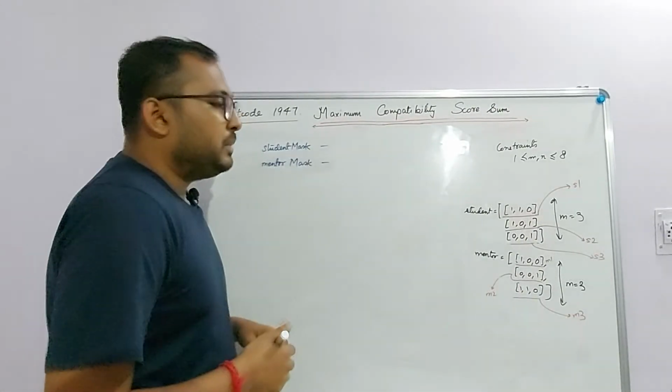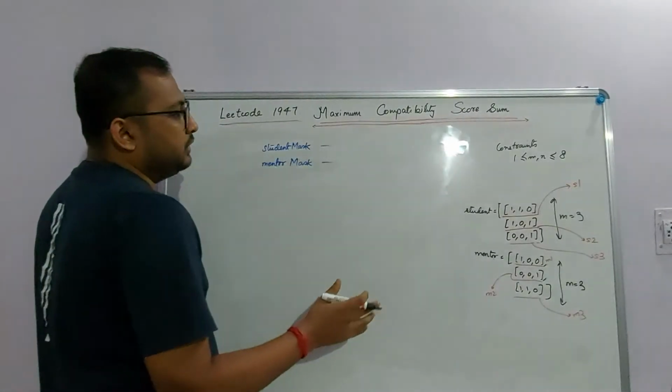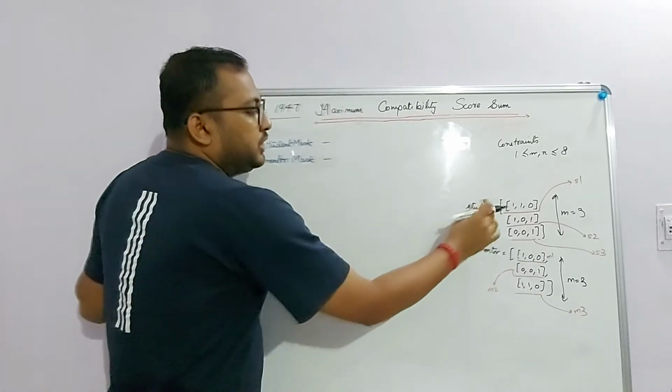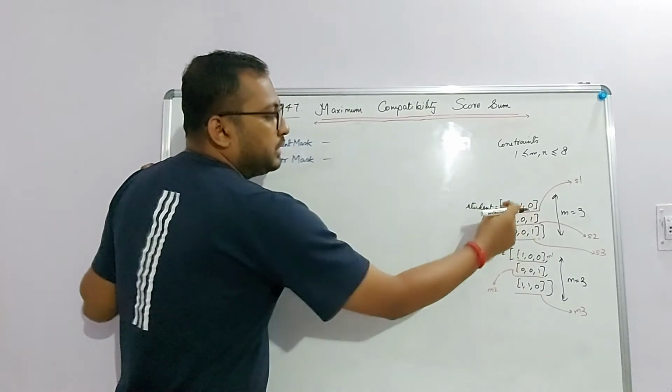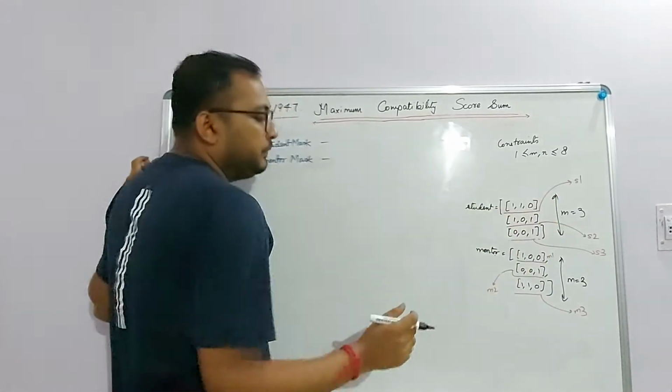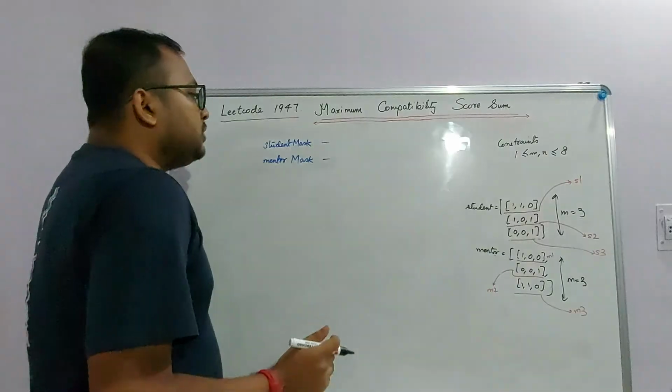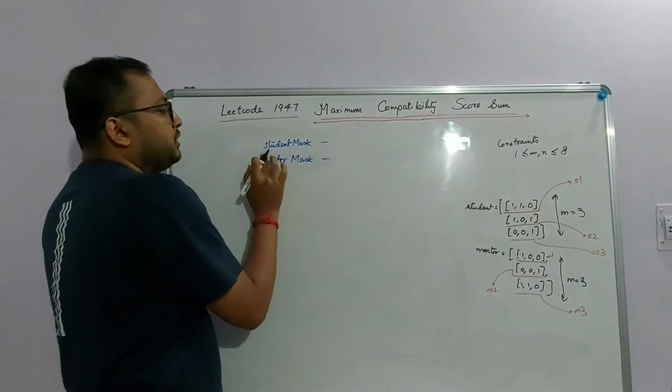So now that you know about bit masking, let's see how we can apply that in the original problem. We had this 2D students array and the 2D mentors array. Each row in the 2D students array contains a student, like this is student 1, student 2 and student 3. Similarly in the 2D mentors array, this is mentor 1, mentor 2 and mentor 3. So each row represents a mentor. Let's see how we can represent these students in our student mask and mentor mask.